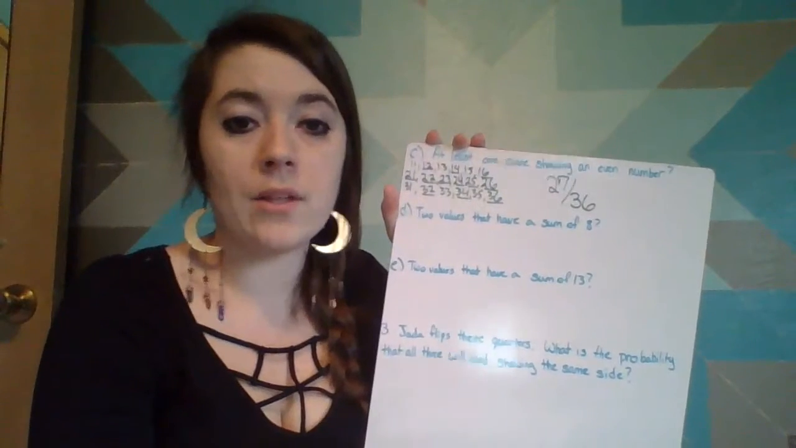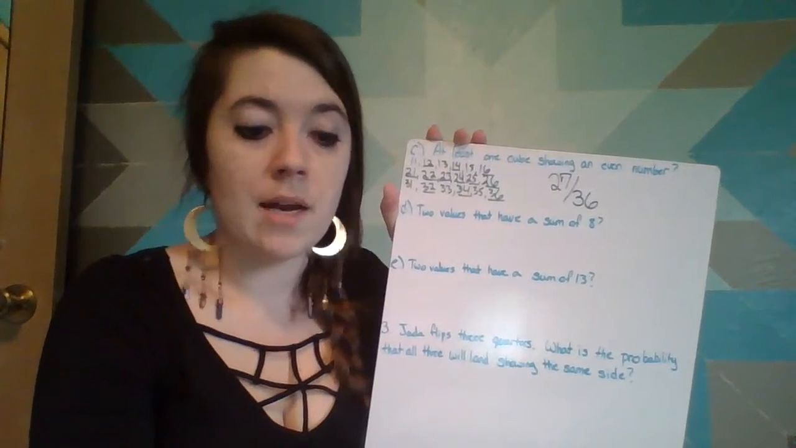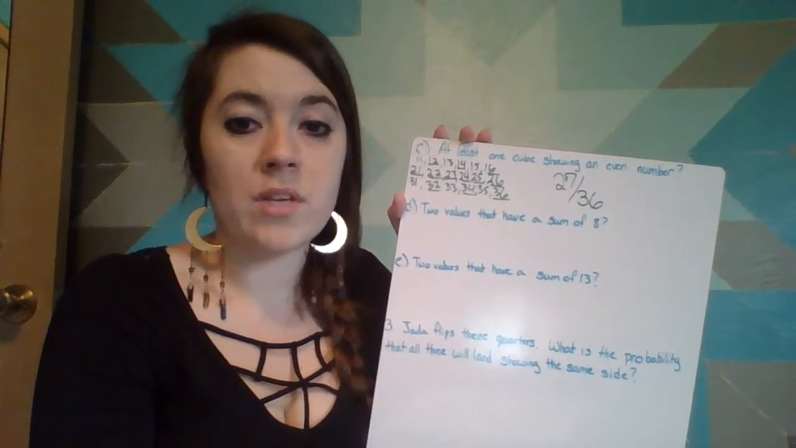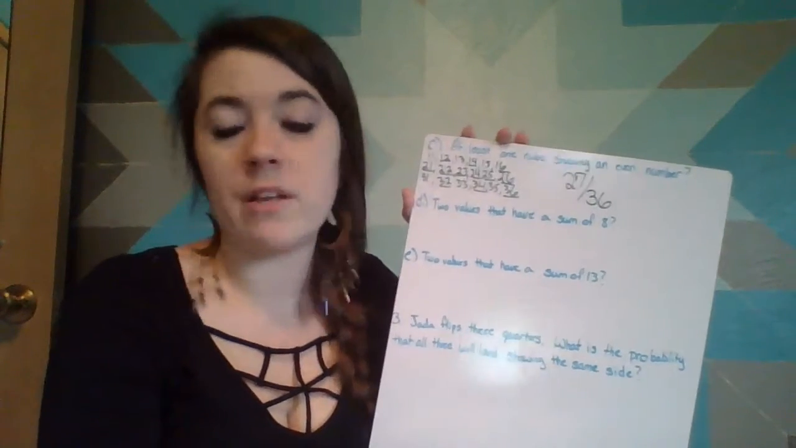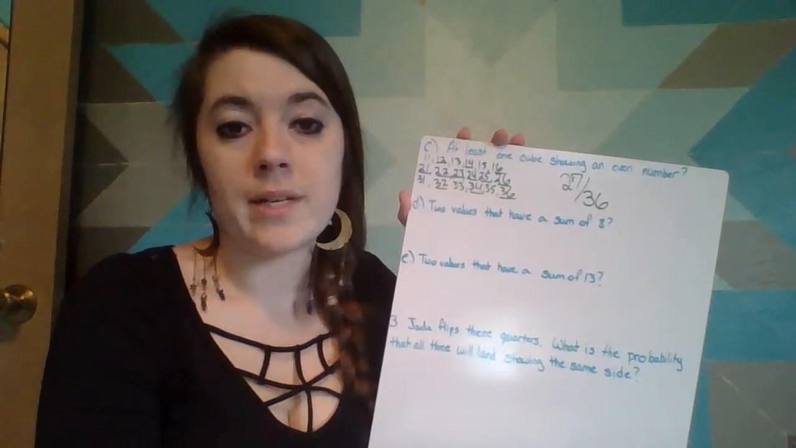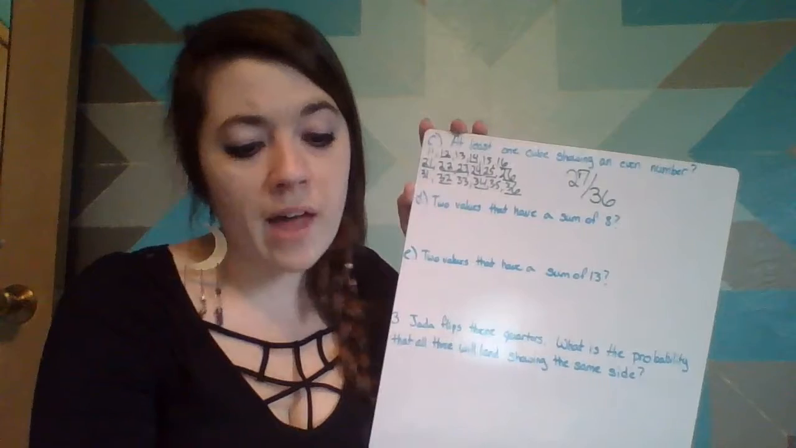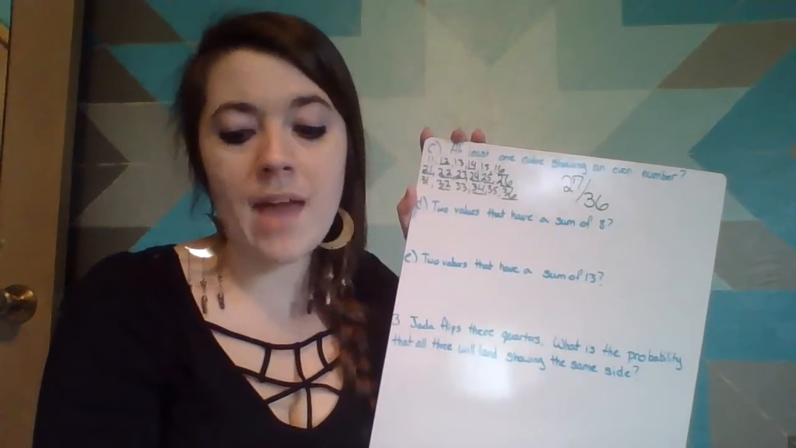So going through and looking at those probabilities there. So having that sample space all written out for rolling each of these number dice is very beneficial in finding the 27/36. All right, for D, 2 values that have a sum of 8.